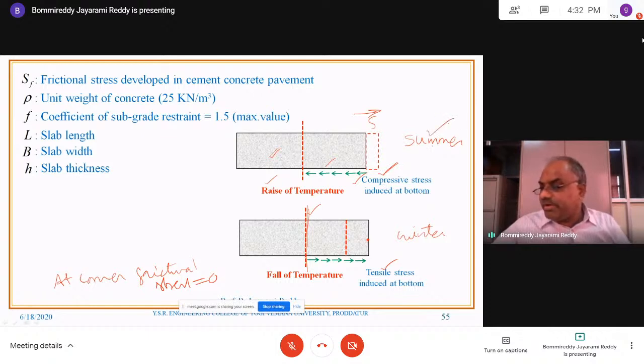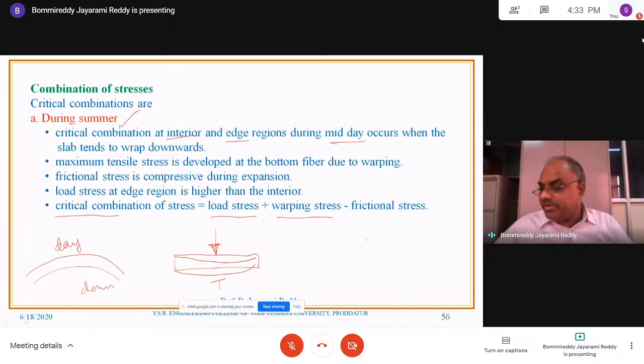That means in summer, compressive stresses will be induced. In winter, tensile stresses will be induced because of the friction. So what you do here is, a critical combination of the stress is load stress, warping stress minus frictional stress. Because in summer, the stress induced in the pavement will be compressive stress. So that's why it is minus. So one possible combination is during summer, load stress, warping stress minus frictional stress.